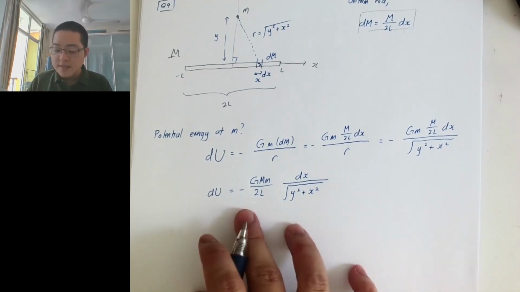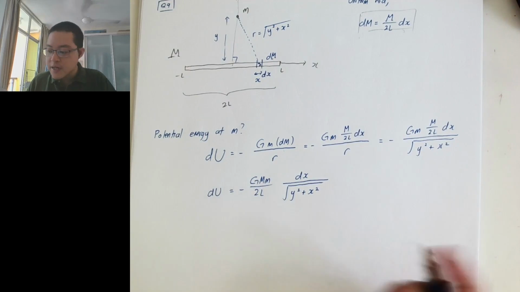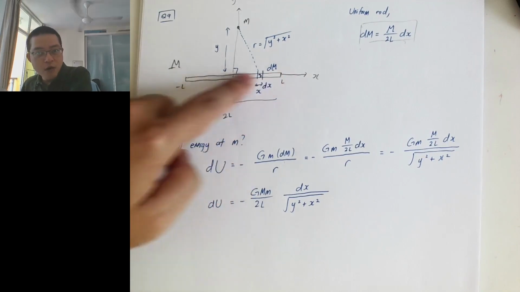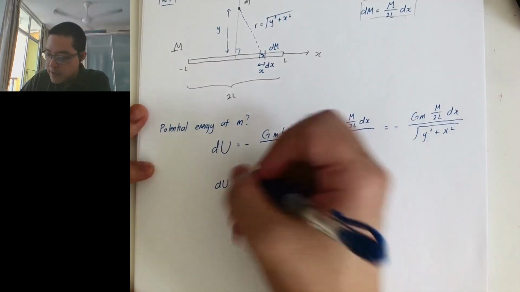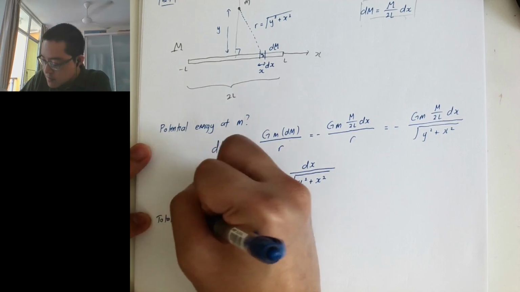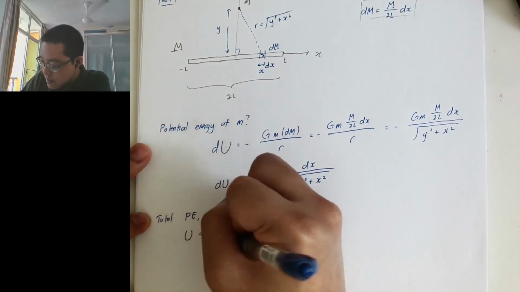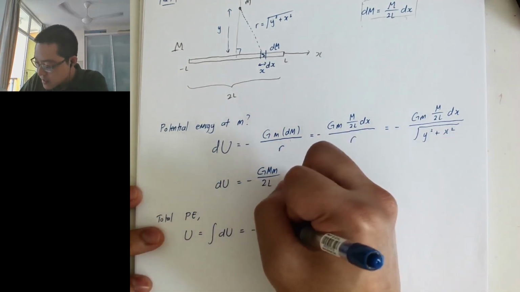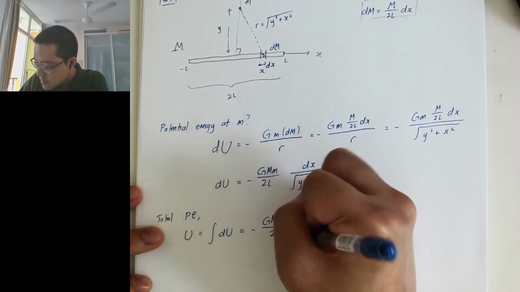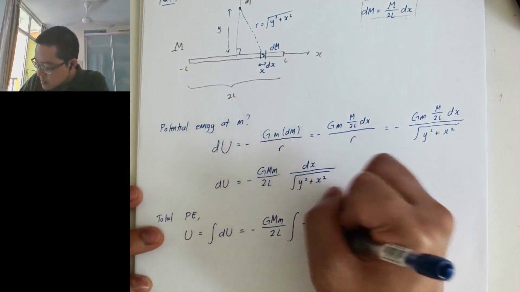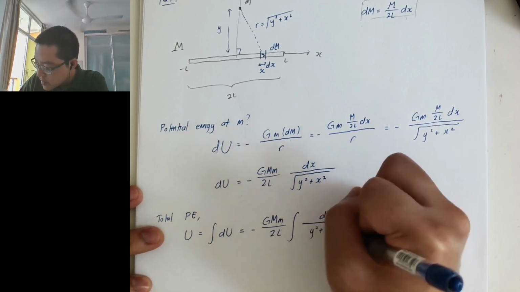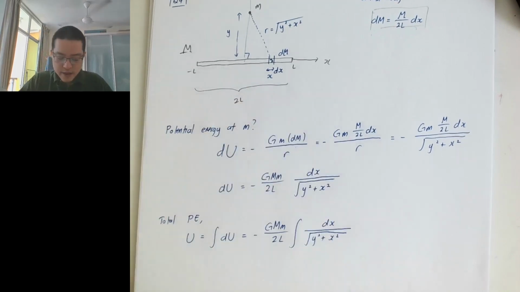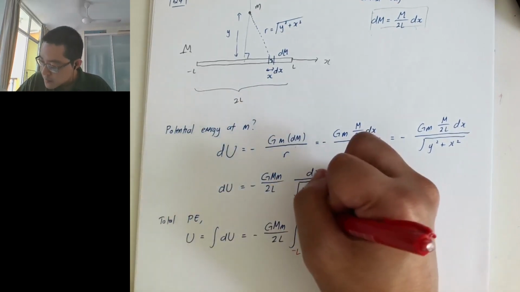Okay, so this is the potential energy of one part, but the total potential energy will be the total of all the parts, right? So I need to integrate. The total potential energy U is the integral of all the dU, so I just need to integrate this function. All these are constants, so I can take them out in front, no need to integrate. The integral of dx over the square root of y squared plus x squared, with limits of integration from negative L to positive L.